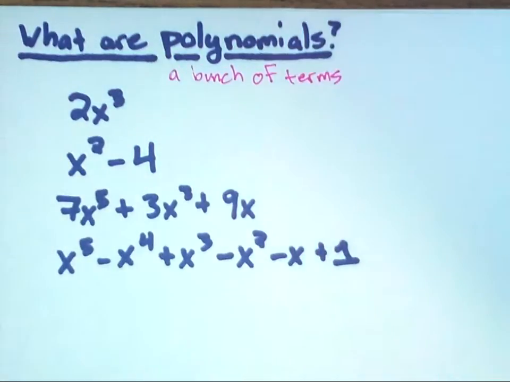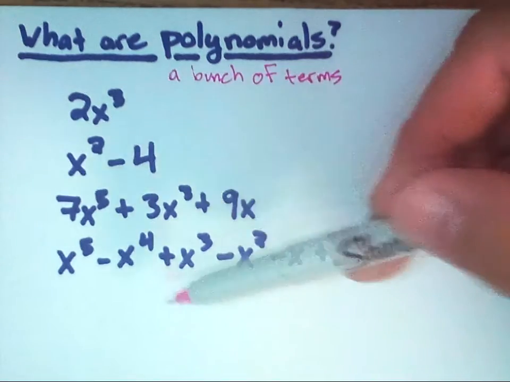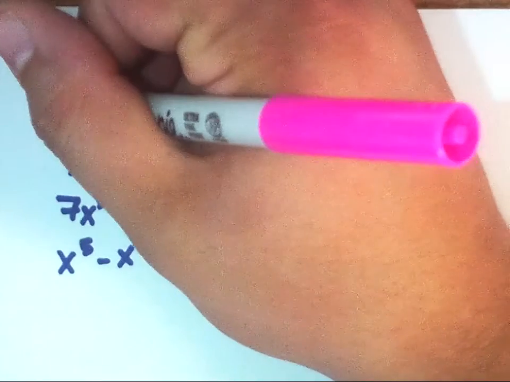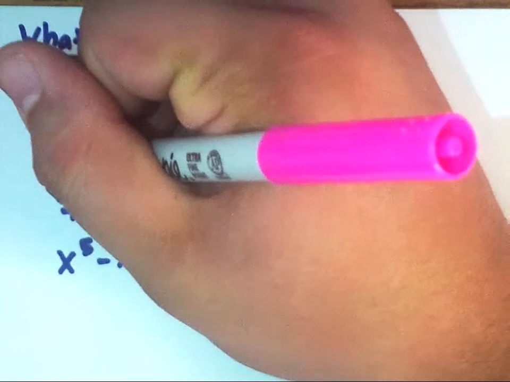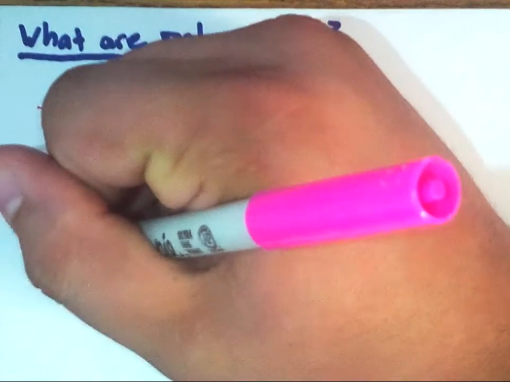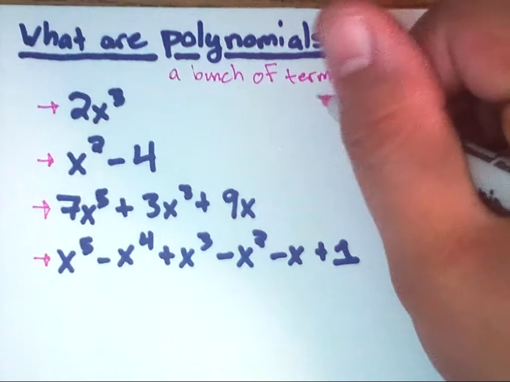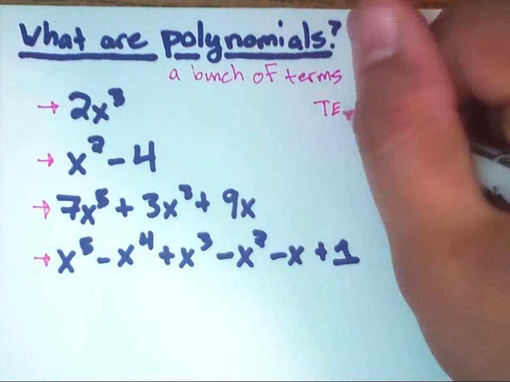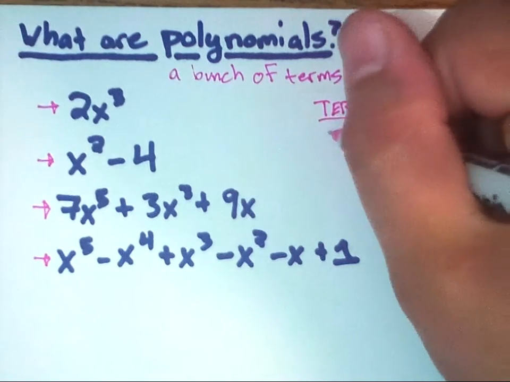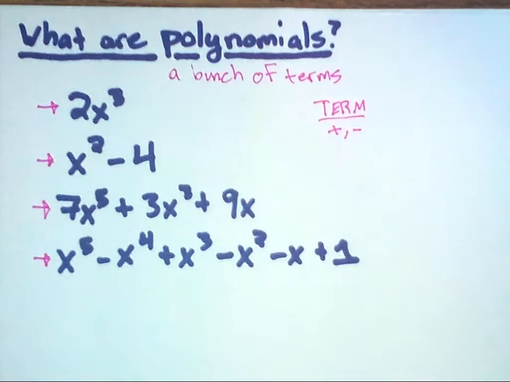Now, one thing you need to keep in mind is actually all these examples here are considered polynomials. It's just sometimes we can give them a more specific name. We're also going to talk about another term called the degree. But let's start with the first one. Now, a term, for those of you that forget, terms are separated by pluses and minuses, so addition and subtraction.